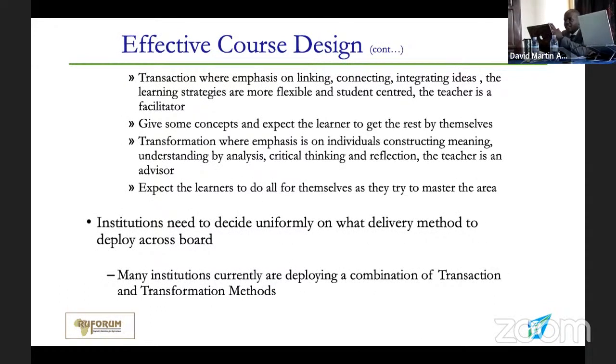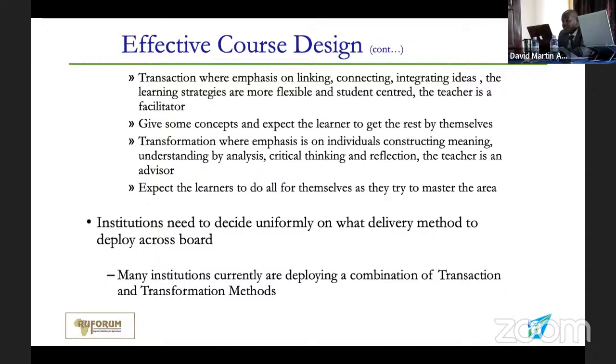But the fact is that you need to know as an instructor when to deploy what. If you decide to go into deep learning, you know you are going to be more of an advisor. So know when to be an advisor, know when to be a facilitator, know when to be a presenter. This is when students will benefit out of this virtual online class you are delivering.